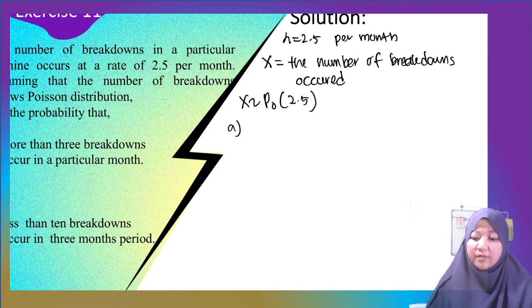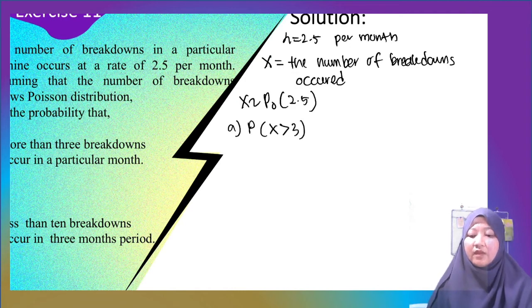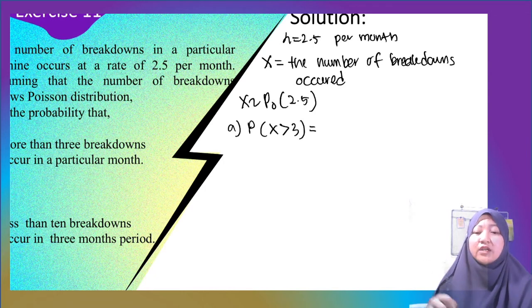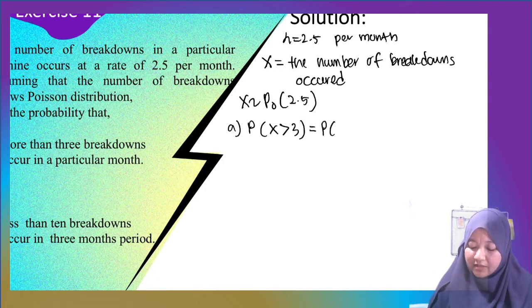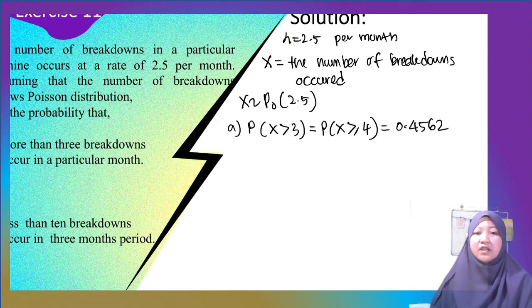The question is, find the probability that more than 3 breakdown. So X greater than 3. So X greater than 3 not include 3. Maksudnya kita kena ambil satu lagi nombor bulat dia ke atas, iaitu X greater than or equal to 4. So kita boleh gunakan table. Kita cari Poisson lambda 2.5. So awak akan dapat 0.4562. Okay, more than 3 breakdowns.